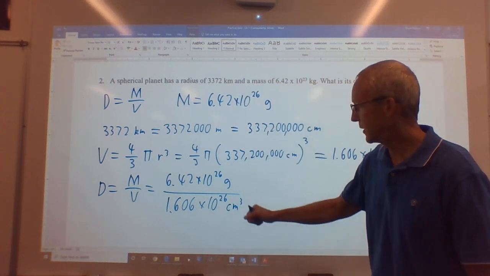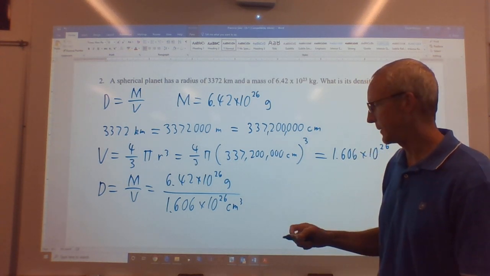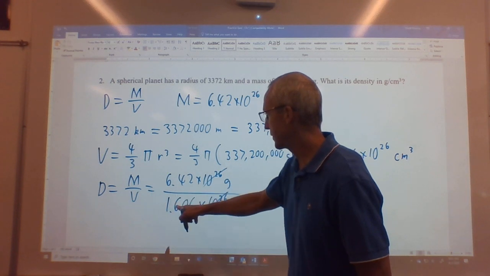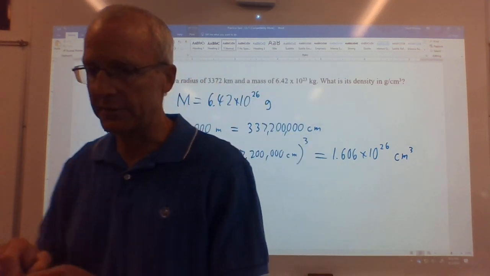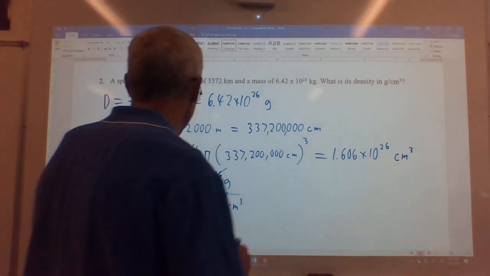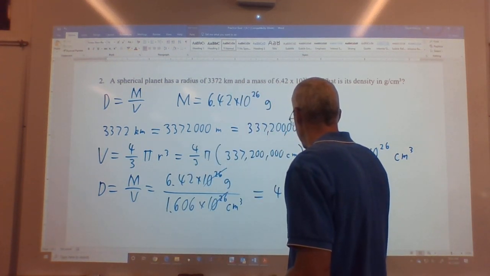And this is awesome. Notice 10 to the 26 over 10 to the 26. They cancel. It's the same thing over the same thing. We don't have to worry about those. So we just have to go 6.42 divided by 1.606. Let me try that. And I get about 3.997. That's practically exactly 4. So we'll just say it's about 4 grams per centimeter cubed.